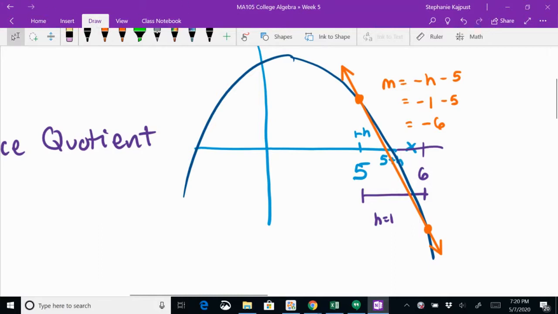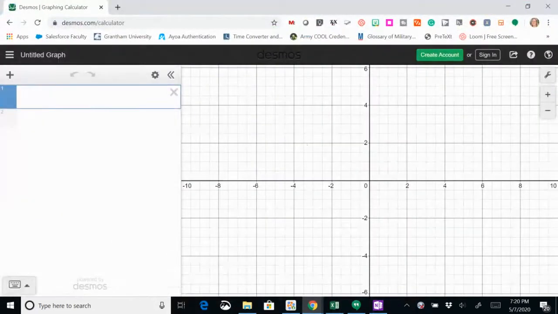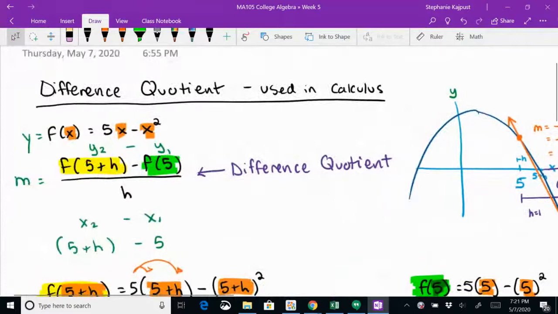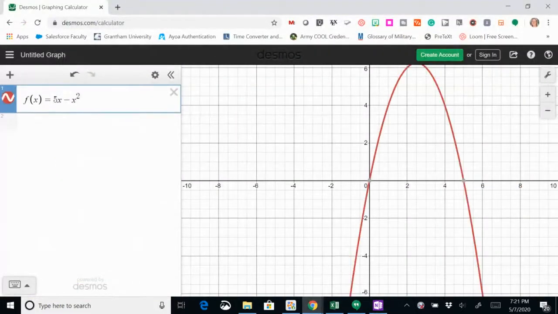I think I'm going to actually do this in Desmos so you can get a better idea, because then you can actually see it to scale. So our original function, zoom out here, f of x equals 5x minus x squared. Okay.